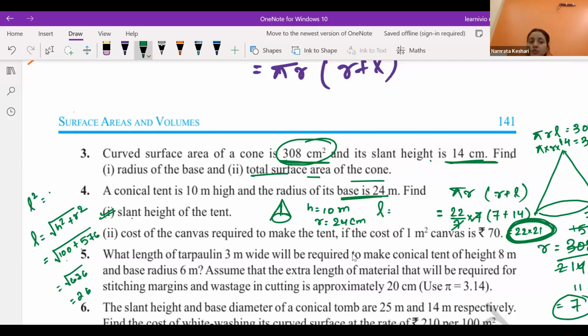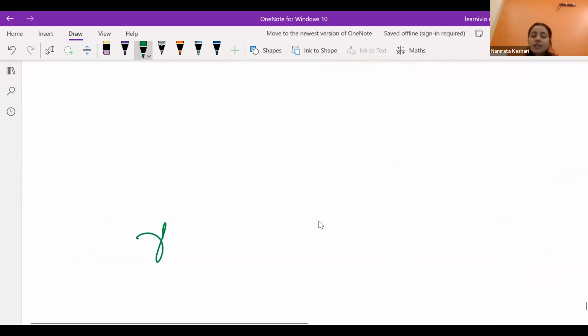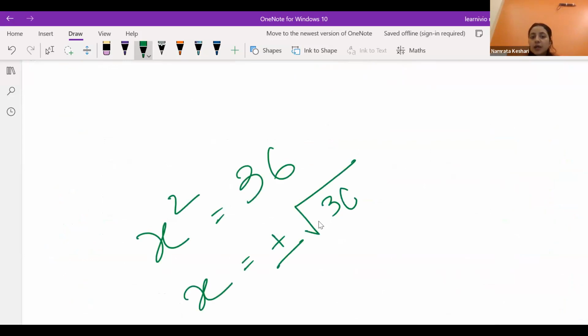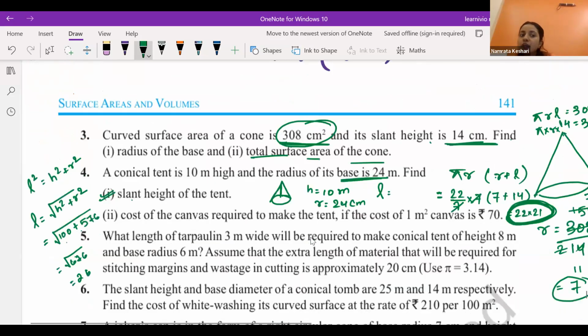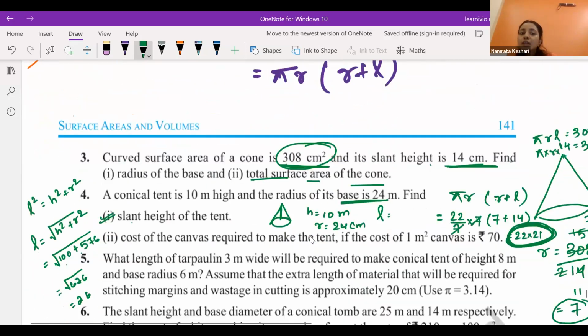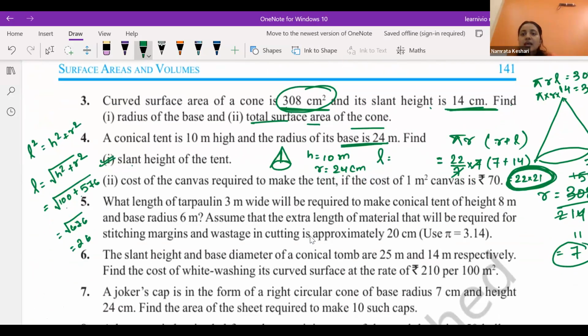L square is equal to h square plus r square we are having. We must know that when you take a square root on the other side, plus minus sign will come, but we'll be sticking to the plus sign. Whenever you are having x square is equal to 36, x will be plus minus under root 36. But this plus minus we don't write every time. Here, why are we not writing? Because we are talking about the length, the distances, and that can't be negative.